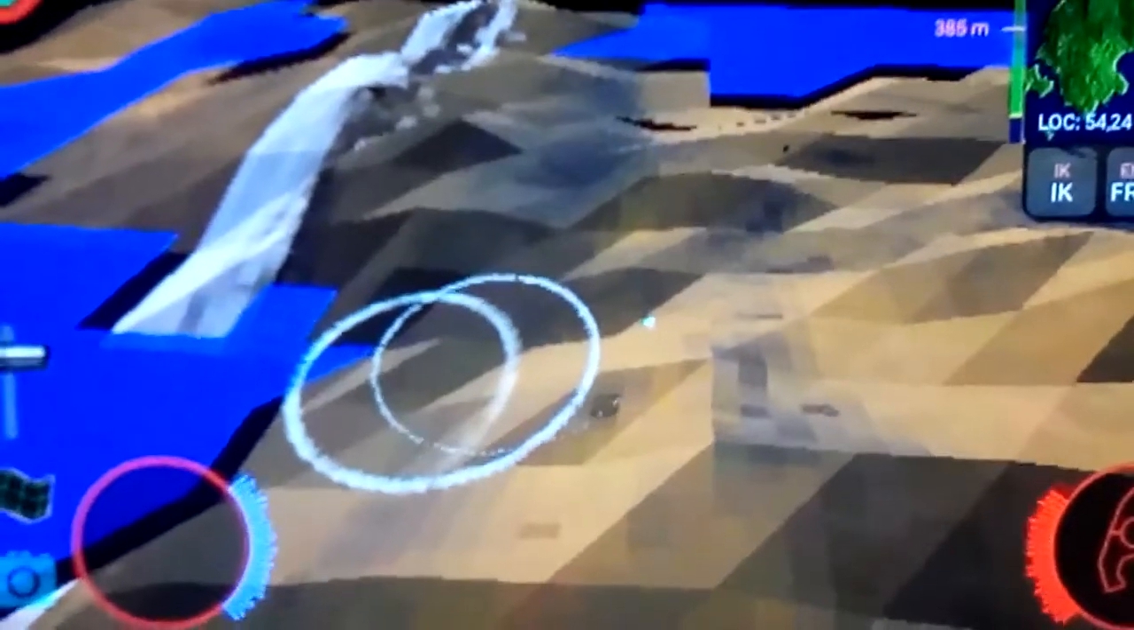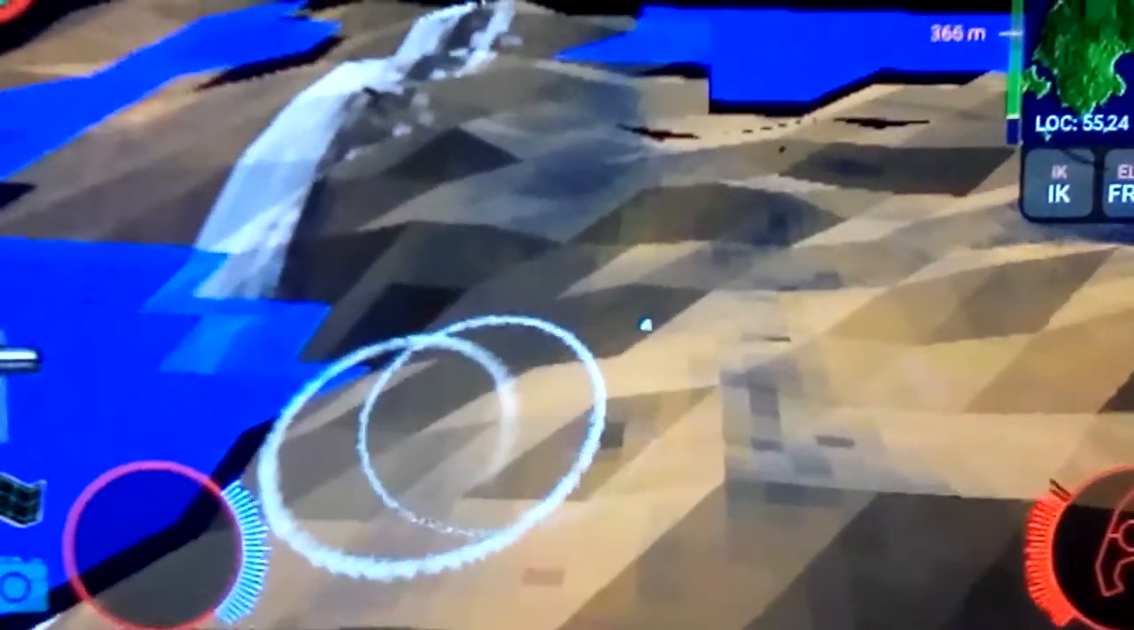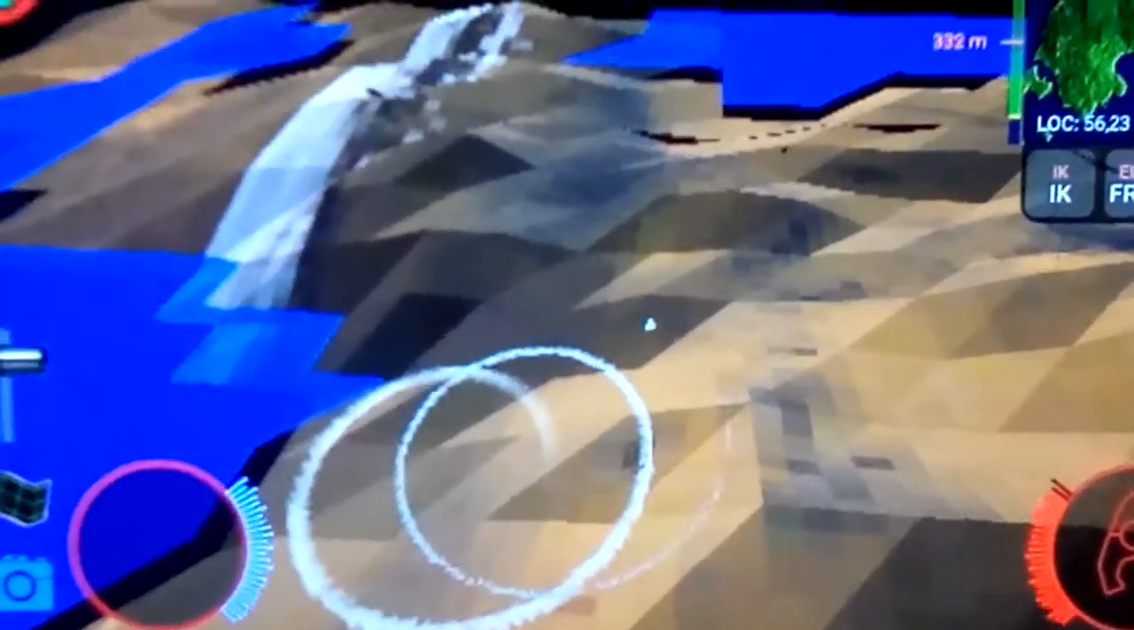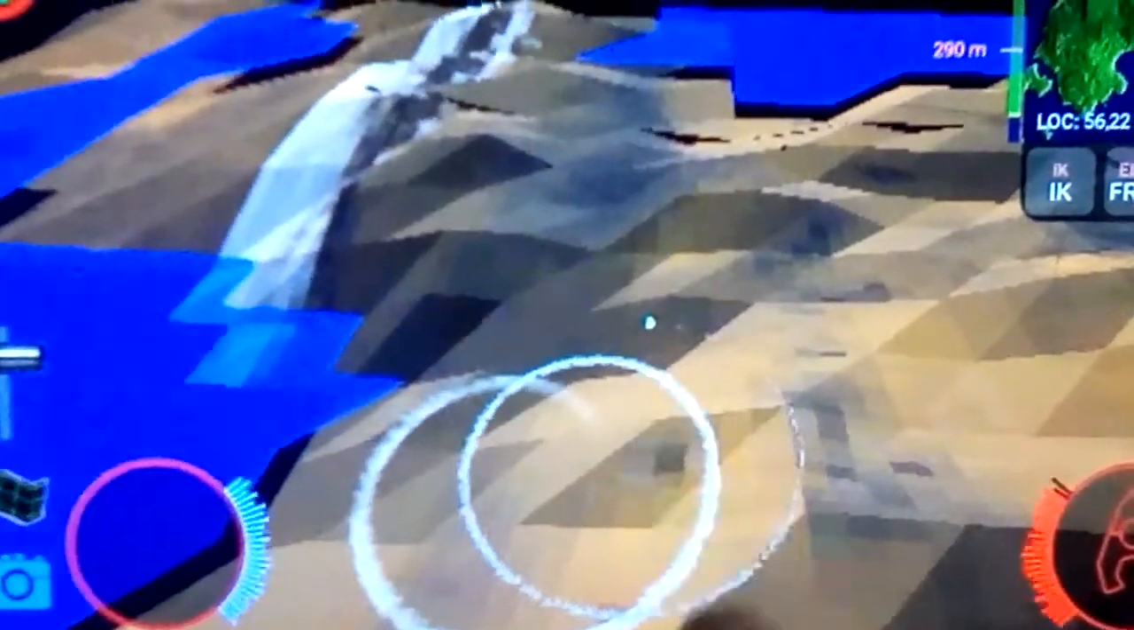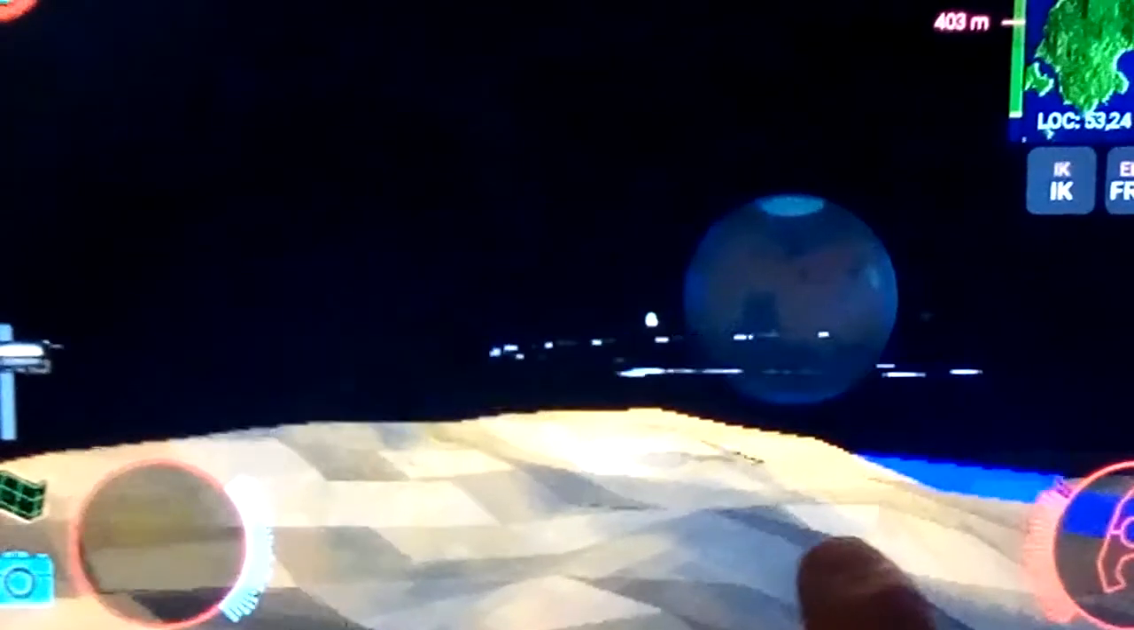Okay, I added smoke trails. So this is camera looking up above. Here's the airplane there. And it's been reasonably level.